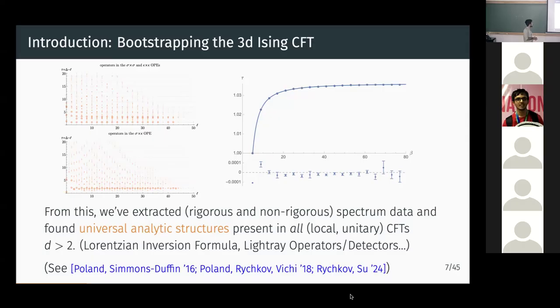In fact, it's described as a light ray operator or a detector. And I think this is one of the most exciting things that has come out of the various conformal bootstrap studies. And there's a lot of exciting work being done on this front. I will not be talking about it, but just to say that the numerics gave us these very nice analytic results.